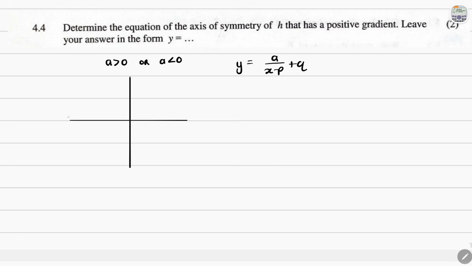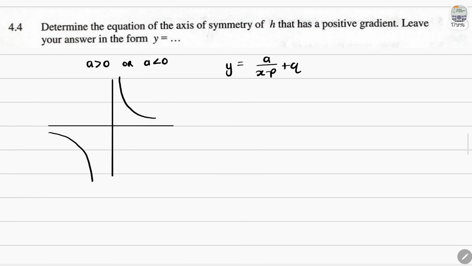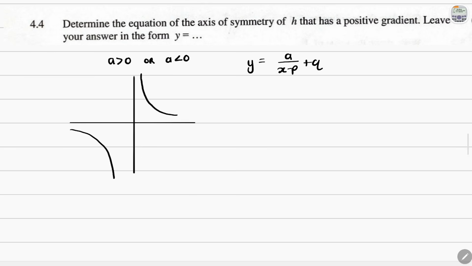Now, regardless of that, let's just draw a graph that lies in the first and the third quadrant. It will have two axes of symmetry. Remember, an axis of symmetry is just a line that splits the graph into two equal halves, so they form a mirror image of each other. So for a hyperbola, we have two axes of symmetry. One with a positive gradient, so it's increasing, and one with a negative gradient, so that one will be decreasing.